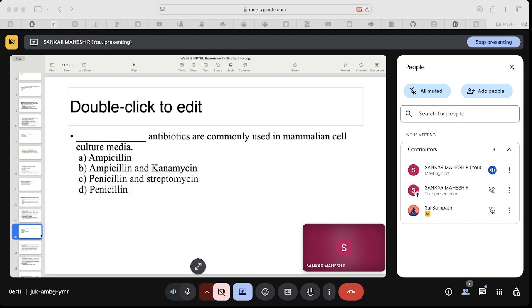Now, dash antibiotics are commonly used in mammalian cell culture media. Ampicillin and kanamycin, penicillin and streptomycin, penicillin. You can think about this again, and you can also think why a particular antibiotic or a combination of two antibiotics can be used.